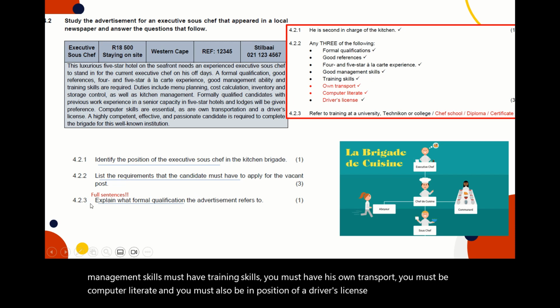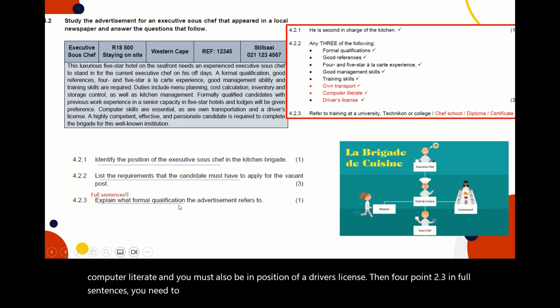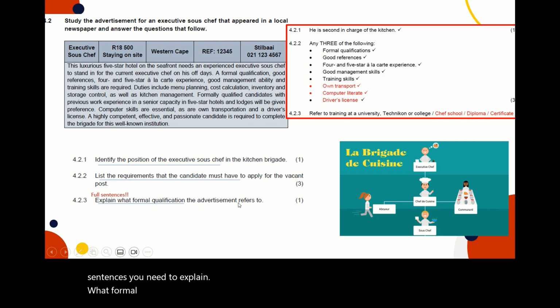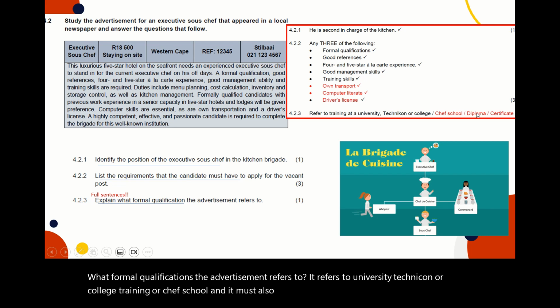Then 4.2.3, in full sentences, you need to explain what formal qualifications the advertisement refers to. It refers to university, technikon, or college training, or chef school, and he must also have a diploma or a certificate.